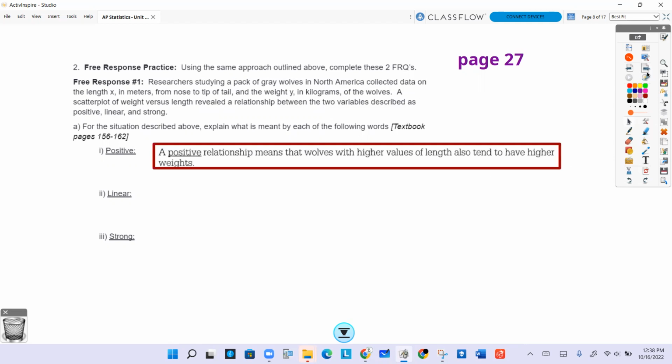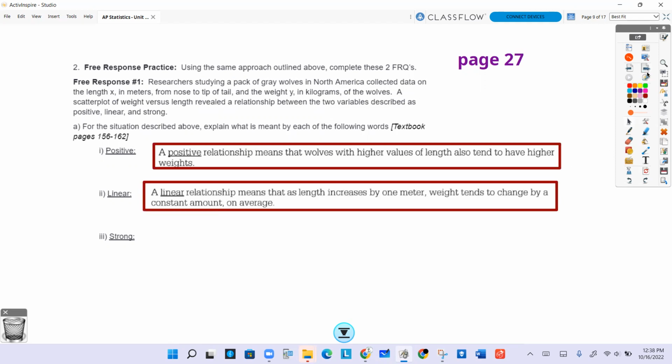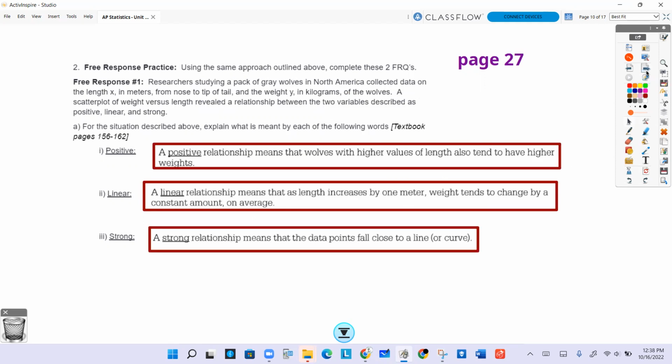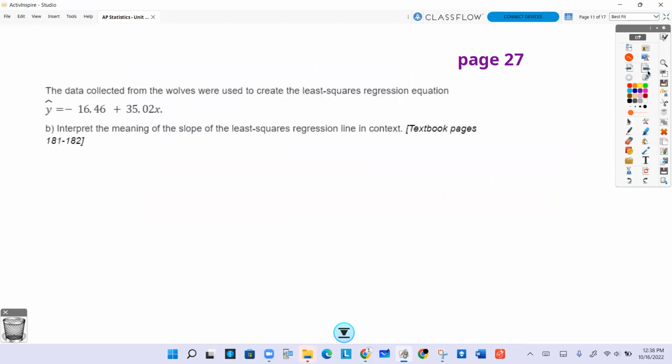A positive relationship means that wolves with higher values of length tend to have higher weights. As something increases, the other increases. That's positive. Linear means that they kind of tend to fall somewhat in a line. So a linear relationship means that as length increases by 1 meter, weight tends to change by a constant amount. Constant is linear. And strong means that they all kind of fall close to the line. A strong relationship means that the data points fall close to the line. And these are coming from the scoring guidelines from this free response, which I did share with you.